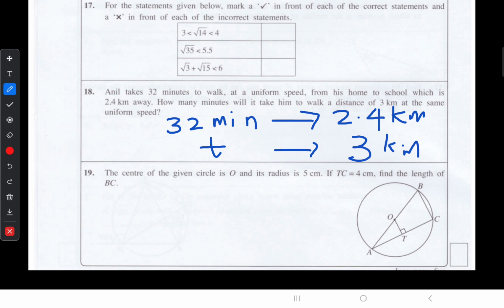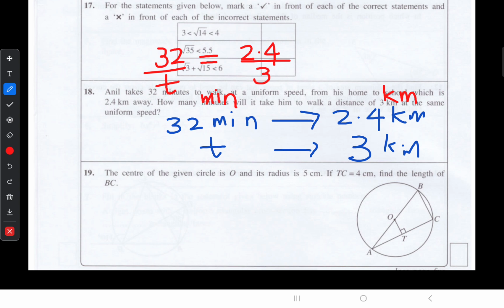For that, you can use the ratio method, that means 32 upon t. This is our time in minutes, and this is kilometers. So minutes and minutes, kilometer and kilometer, these are two equal parameters, so we can use the ratio method. 32 upon t equals 2.4 upon 3. You can solve this equation to get the t value.